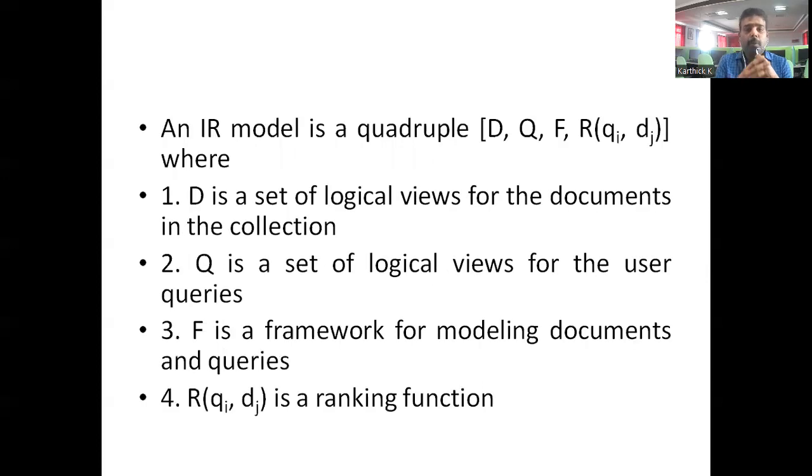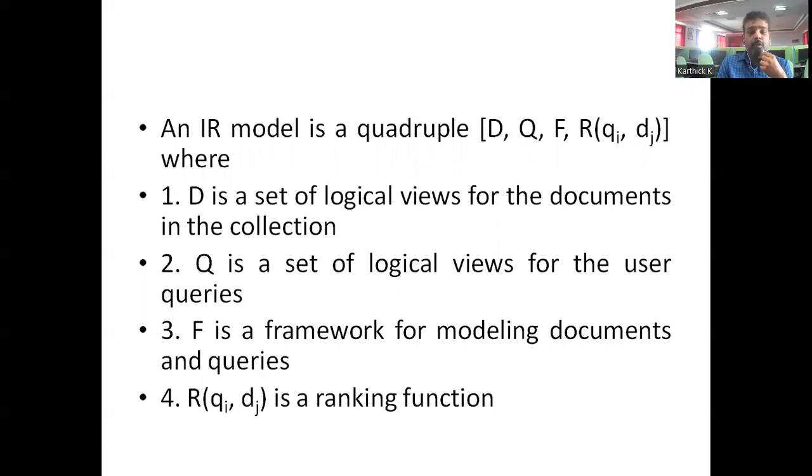An IR model is a quadruple that consists of the following terms. First it is D. It is a set of logical views for the documents in the collection. Q is a set of logical views for the user queries. Q is the query: what I type in the search engine, that is the query.